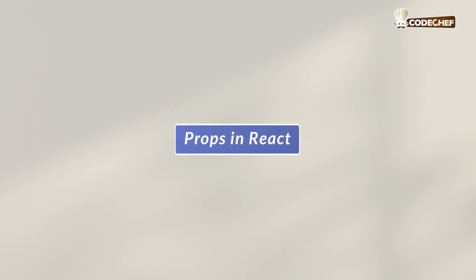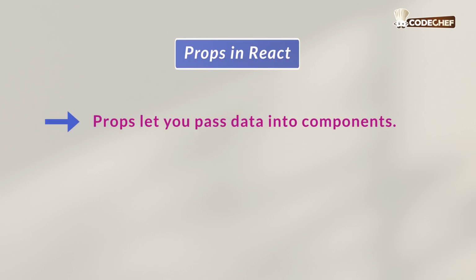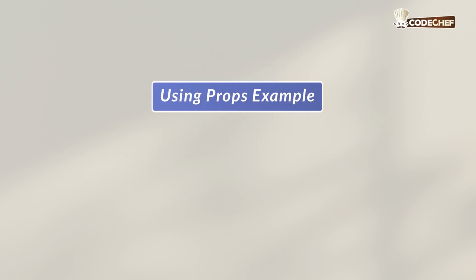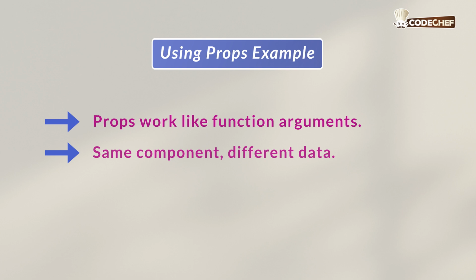So far, our components show fixed content. To make them dynamic and reusable, we use props. Props allow us to pass data from one component to another, just like function arguments. Here, the same component is reused with different values. Even though the component code is written once, it displays different output depending on the props passed to it. This is one of the most powerful ideas in React.